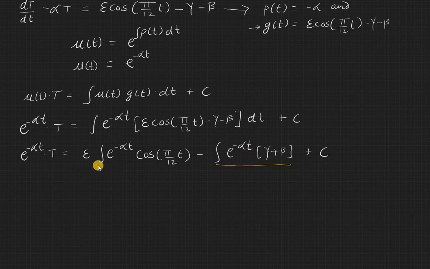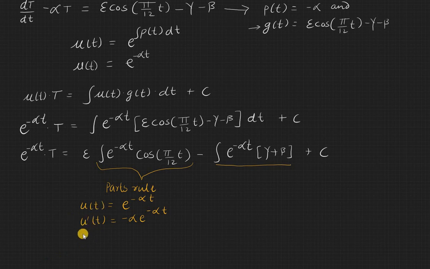But for this term we can actually use the integration by parts rule, where we can consider u of t is equal to e to the power minus alpha t, u dash of t is equal to minus alpha into e to the power minus alpha t.